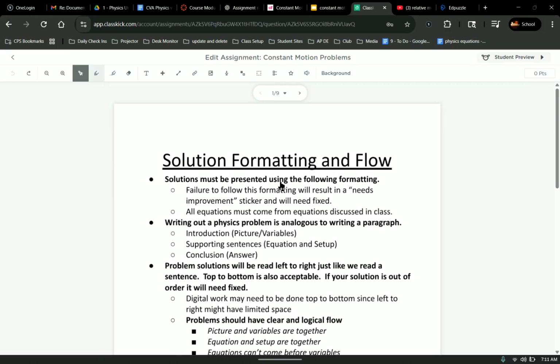Right, guys, we're going to talk about just how we're going to present our problems. So this is a little bit of an overview of how they'll look, the formatting and flow, and then you'll see I'll do the problems in the videos the same way every single time. And I'm going to write this across the top.